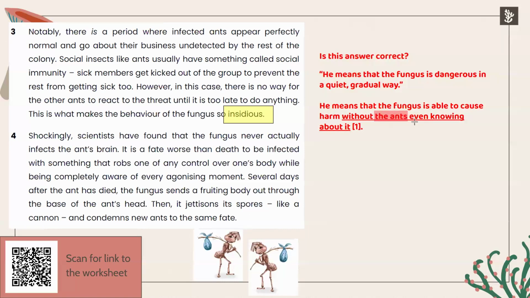Let me see, what answers do you have first? Because for this one, I do accept a range of answers. If you wrote that he means that the fungus is dangerous or able to cause harm without the ants knowing until it is too late to do anything to stop it, that answer I will also accept. I need you to capture what is so insidious about the behavior of the fungus to the ants. Vihan, can I get you to tell me your full answer? Silent killer sounds about okay, but how did you phrase it?